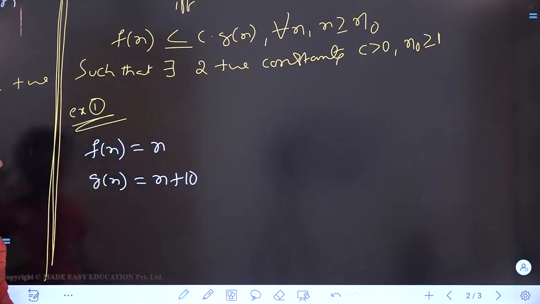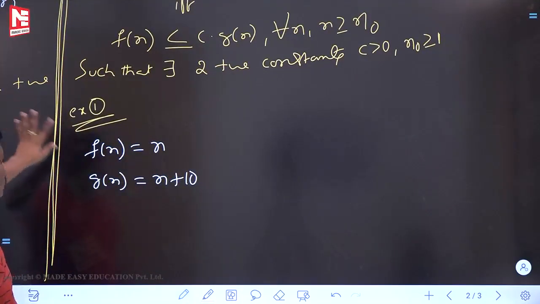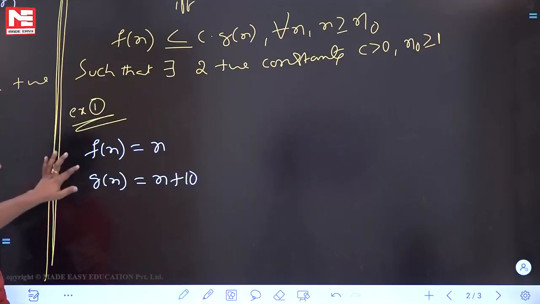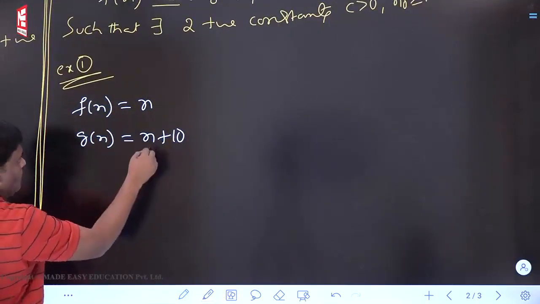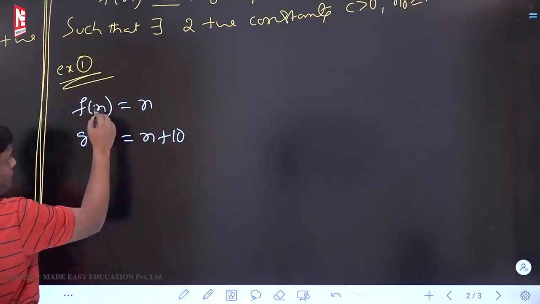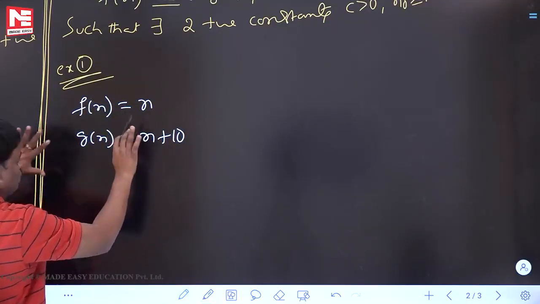F of n is n. G of n is equal to n plus 10. These are the two functions. Now carefully listen, these are the two functions, f of n and g of n, two functions you took already.